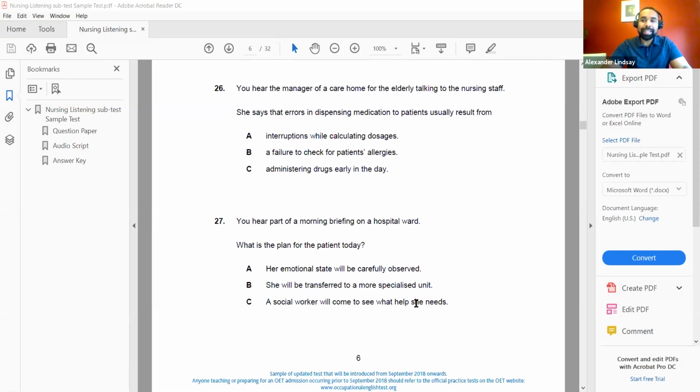Because if you start thinking in this way, then you can start to prepare yourself for what you're actually going to listen to. And anyone want to make any suggestions as to which words here could be paraphrased? What other ways might we say emotional state? Are there any synonyms we can think of for observed? What do we think? Thank you very much, Alex.